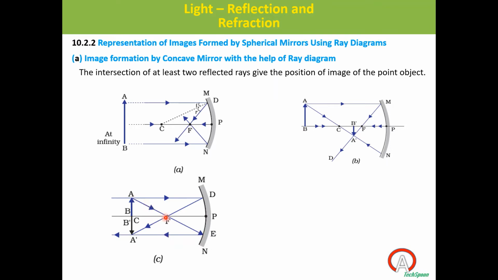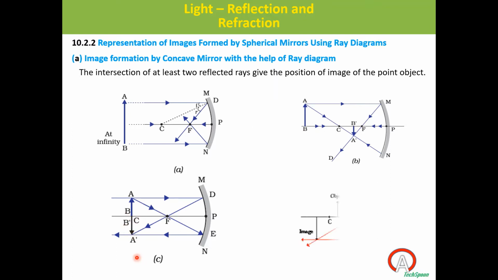If an incident ray passes through the focus like this, it will reflect back parallel to the principal axis. This is the principal axis, right? So it will reflect back parallel to the principal axis. Now the second ray. You see the intersection point. This is the first reflected ray, and this is the second reflected ray. Both are intersecting at this point, so there you will get the image.